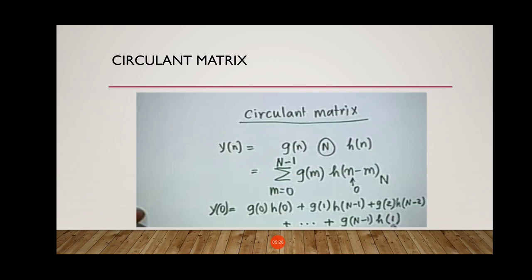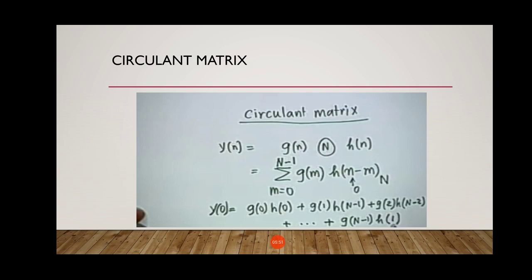Now, y of n is written as g of n encircled, which is the symbol of circular convolution. So g of n circular convolved with h of n. Previously, for linear convolution, the symbol was a star mark. Here, the symbol of circular convolution is N within a circle.